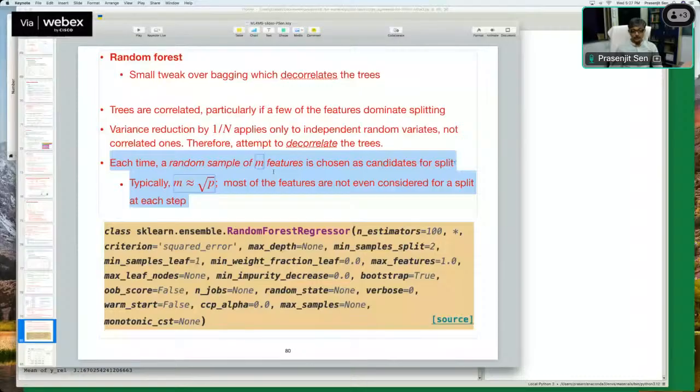Okay, so at each step you only try to split along square root p of the features, which are chosen randomly. So you are not stuck with one, two, or a few features which dominate the splitting. You give all features an equal chance so that you can split the feature space along those, and this leads to decorrelation of the trees. Okay, so I think that is where I would stop today.